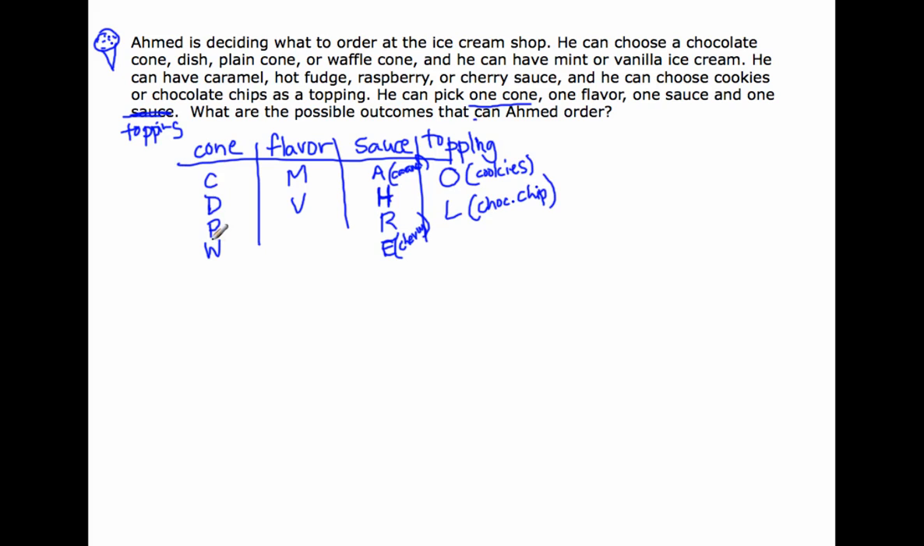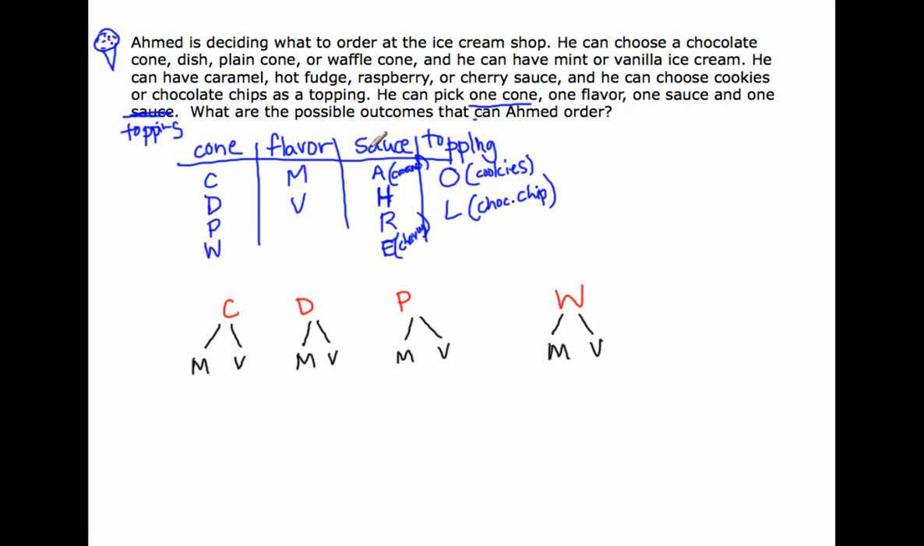How many outcomes? 4. List them. List the outcomes of the first event. C, D, P, W. All right, go to the next event. How many outcomes? 2. So draw 2 branches below each letter. 1, 2, 1, 2, 1, 2, 1, 2. All right, and list them. M, V, M, V, M, V, M, V.